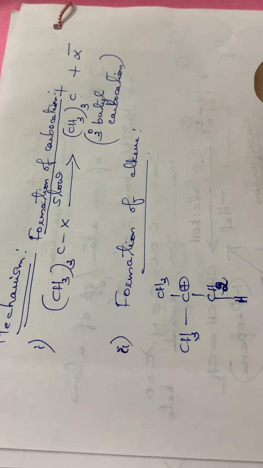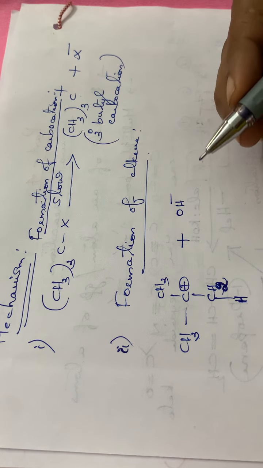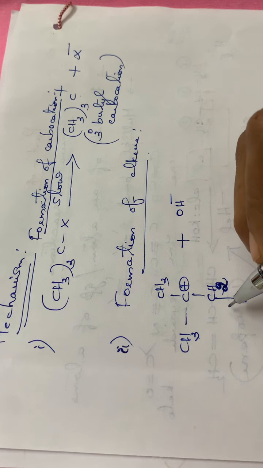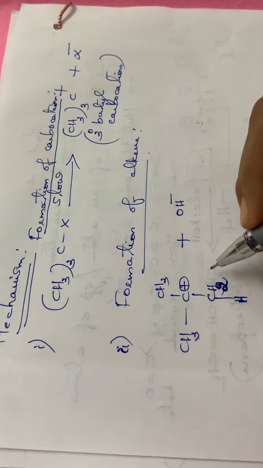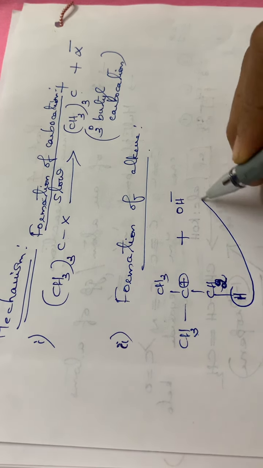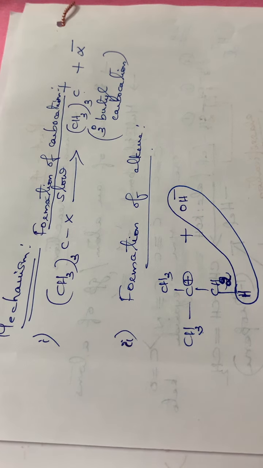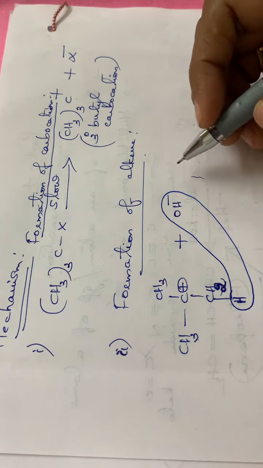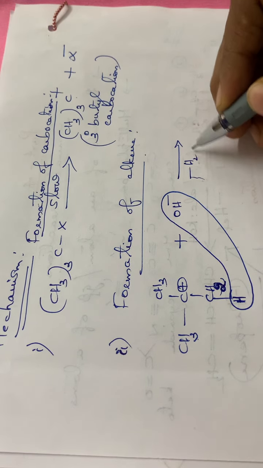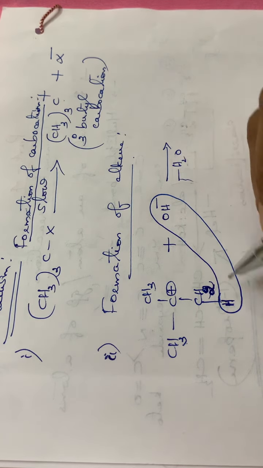In the second step, a strong alkali is used. This OH minus will be abstracting a proton from this carbocation, and HOH will be eliminated. So the product will be minus H2O; this H plus and OH minus will be eliminated as water.